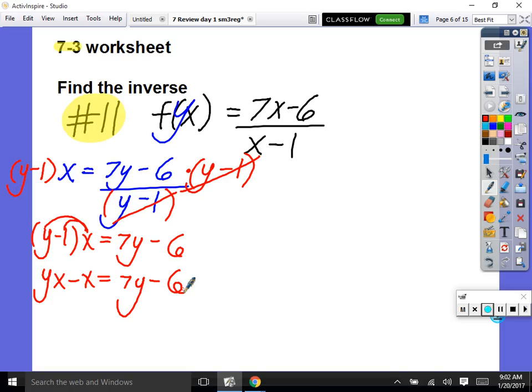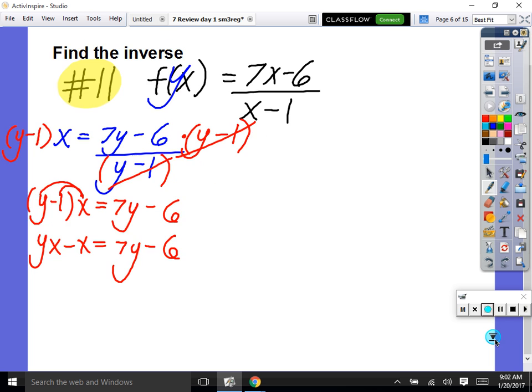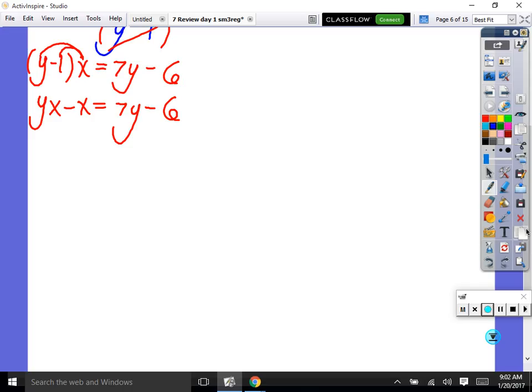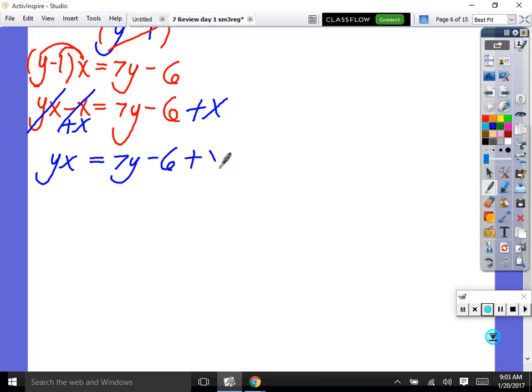Now, once again, your goal is to solve for y. So what you're going to want to do is get all the y's on one side of the equation and anything else on the other side. We can go either way. I'm just going to bring 7y over. Is everybody comfortable with that? In fact, let's add x to both sides first, because I want to get x away from the y's. Anything that doesn't have a y, I want on the other side of the equation. So showing my work, on this side, I still have yx, those went away, equals 7y minus 6 plus x.